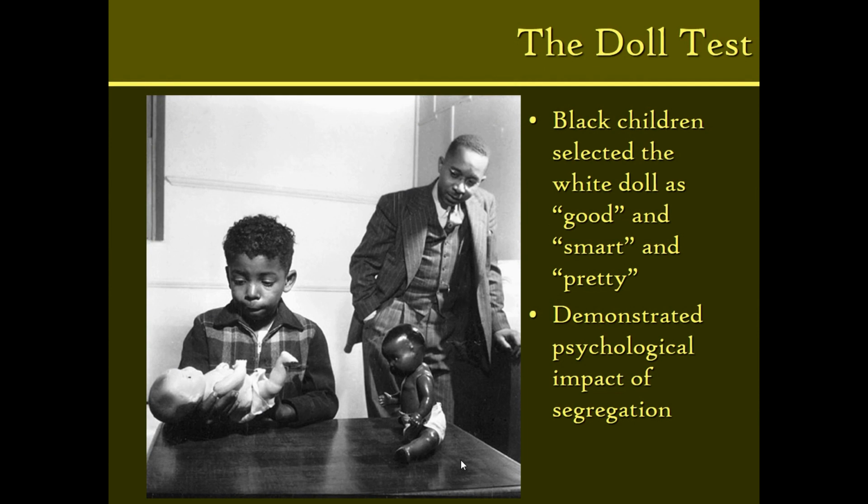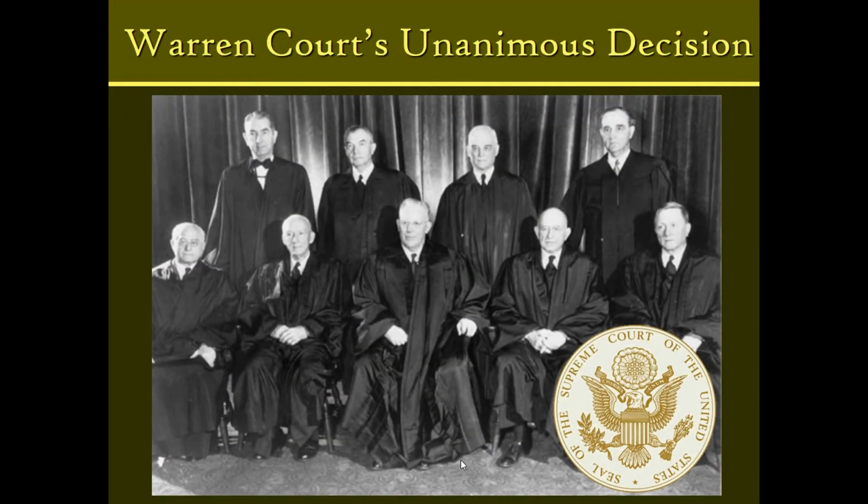One of the things that is talked about is something known as the doll test, in which African American children were given 2 dolls and asked to pick out which one was good, smart, and pretty, and overwhelmingly they picked out the white doll, which demonstrated the psychological impact that segregation was having on them. This is the Warren Court, their unanimous decision in Brown v. Topeka is going to change the way segregation works in this country.